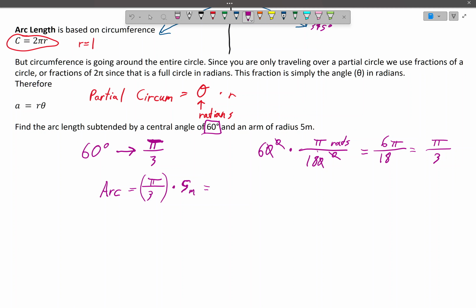So I'm just plugging it in my calculator, and I get 5.2359877... rounds much earlier than that, but we're going to go 5.2 meters as our final answer.